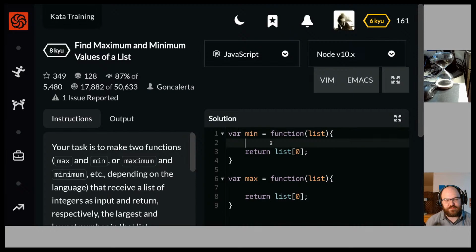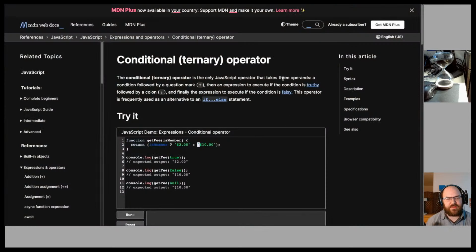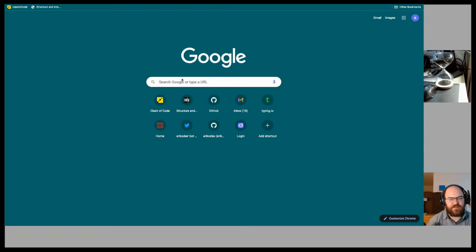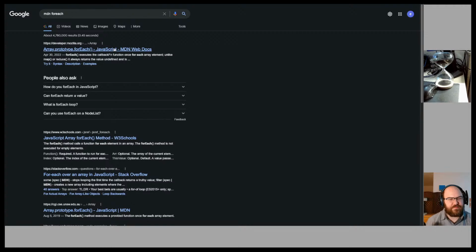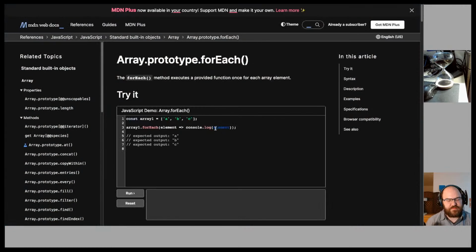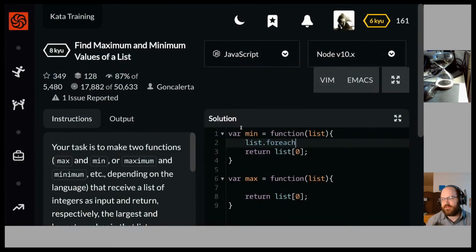Now, I think I want to do a list.forEach, and because my JavaScript is a little iffy, let's check out the MDN on forEach. Okay, so this has us using an arrow function. I'm just going to copy that over.